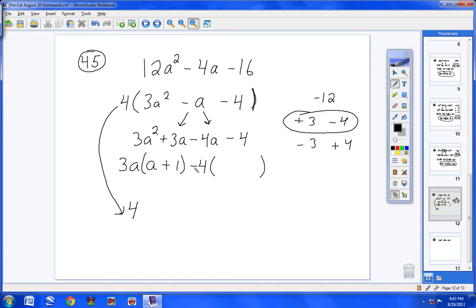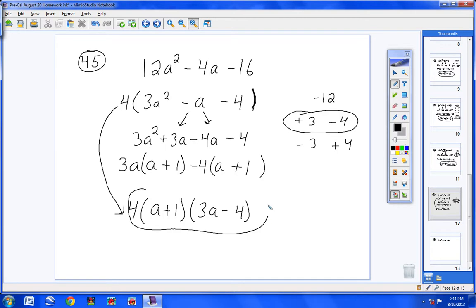And let's see what we're left over with. A negative 4 times a would be a negative 4a, and a negative 4 times 1 is negative 4. Now, notice your parentheses do match. Good thing I brought this 4 down earlier so I didn't forget it. My matching parentheses, I write that once, a plus 1, and I'm left over with 3a minus 4. And this is your entire answer right there. And we're 1 problem away. So good job, we're almost finished.